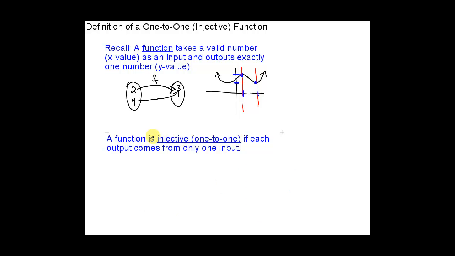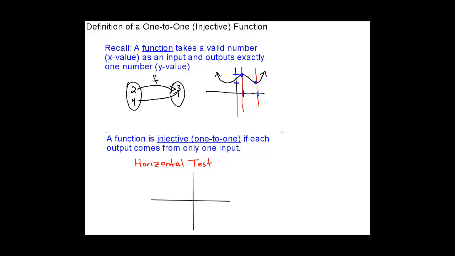So since the definition of injective is very similar to the definition of function, there's also a test similar to the vertical line test. It's called the horizontal line test. We can use the horizontal line test to test if a function is injective. And so the horizontal line test works like this.